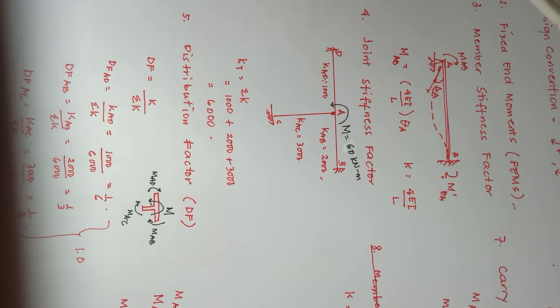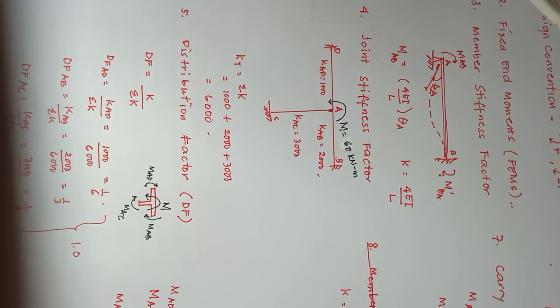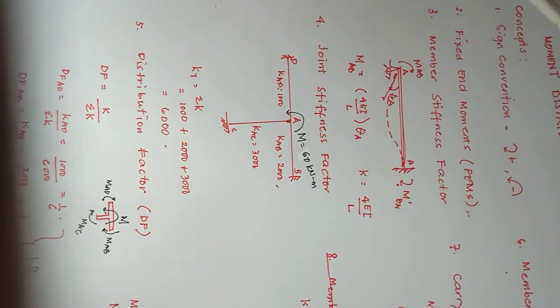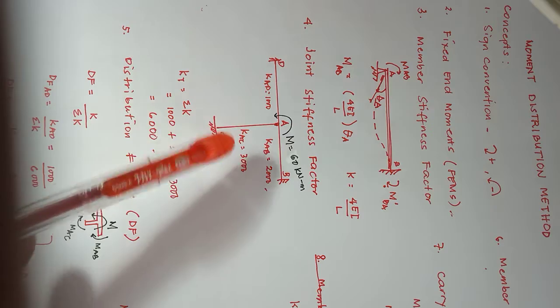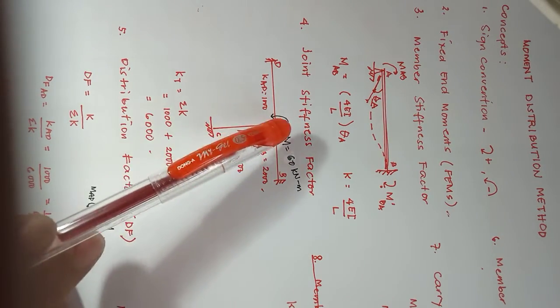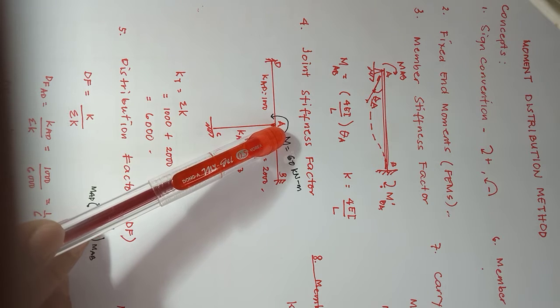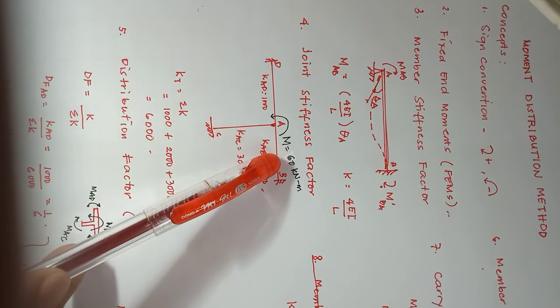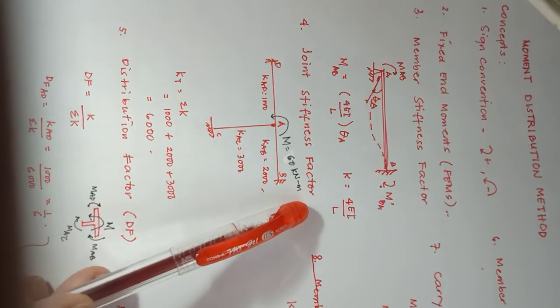Okay, going back to the distribution factor, I forgot to mention the use of this concept. What is the use of the distribution factor? So, let's say you have still here the frame, having 3 members meeting at joint A. Okay, so assuming a moment is induced at A, M equal to 60 kilonewton meter.